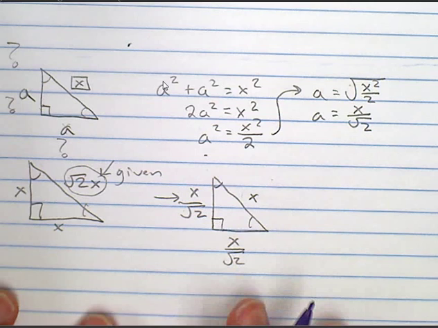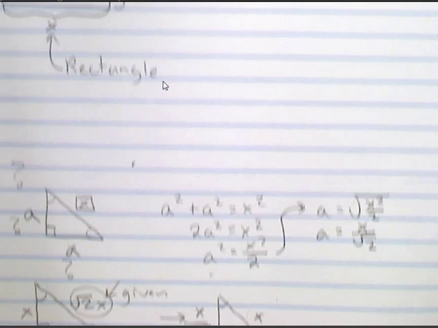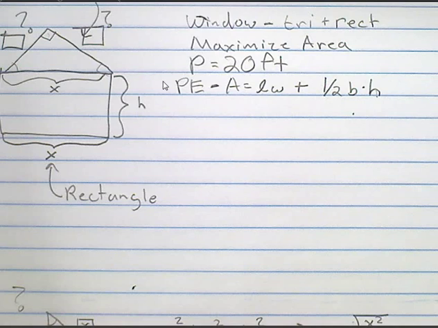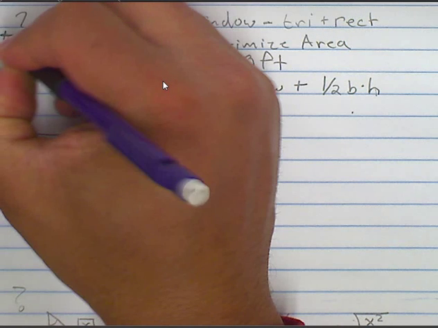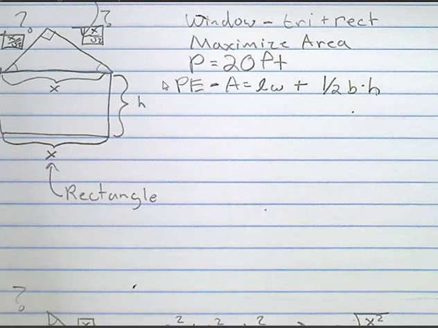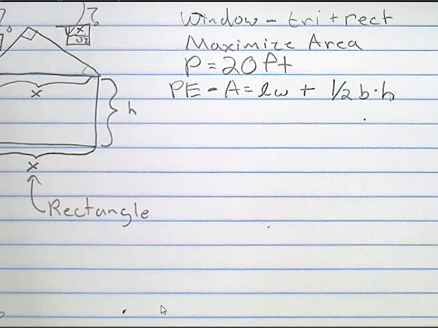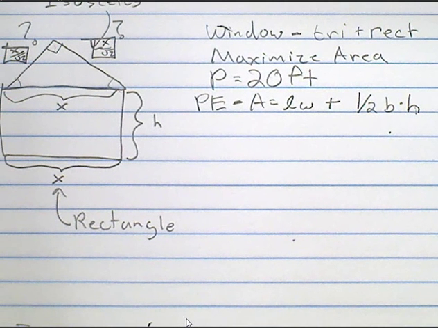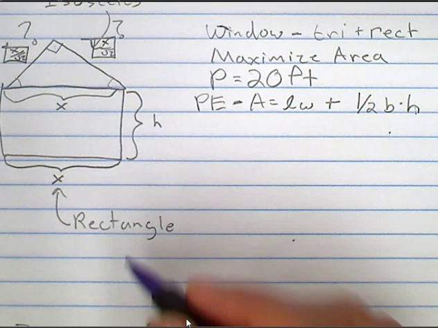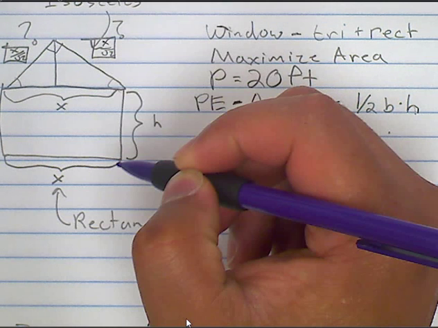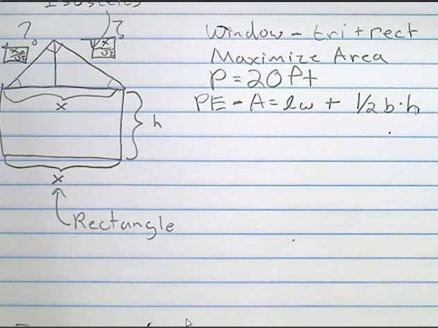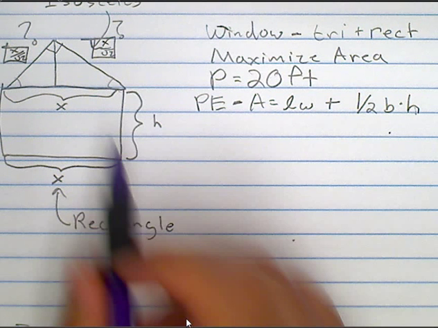So now that we have that, let's fill that in. This is x over the square root of 2, x over the square root of 2. Sorry, guys, that's super small. Let me zoom in just a tad more. Alright, so now the next thing we have to write is this right here. That's the height. So let's find the height in terms of x.